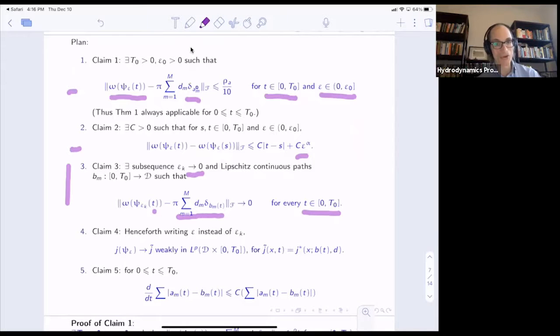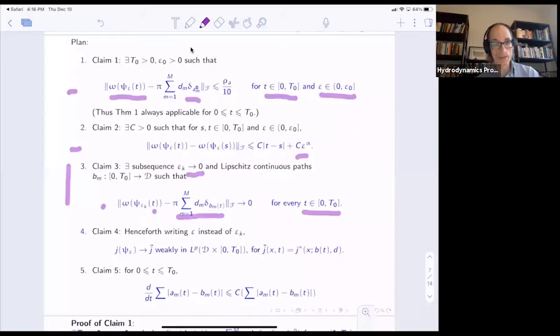Okay, and so remember, my goal in the theorem is to prove exactly this statement, where I have the additional assertions that the paths b sub m of t are not just arbitrary Lipschitz paths; they're paths I find by solving the system of ODEs displayed above, the point vortex ODEs.